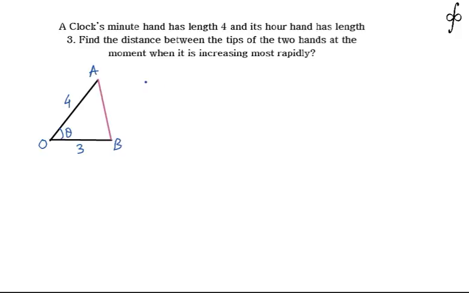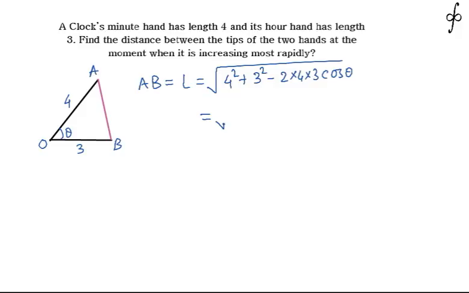So we can start by calculating the length AB, that is the distance between the two tips, and using cosine rule we can very easily calculate L to be equal to root over 4 square plus 3 square minus 2 into 4 into 3 into cos theta. So this is going to be root over 25 minus 24 cos theta. So this is the length L, which is the distance between the tips of the minute hand and the hour hand. So we can go for the rate of change of L.